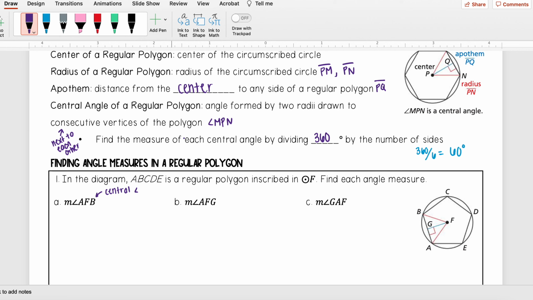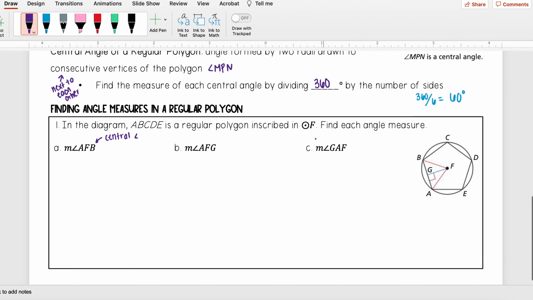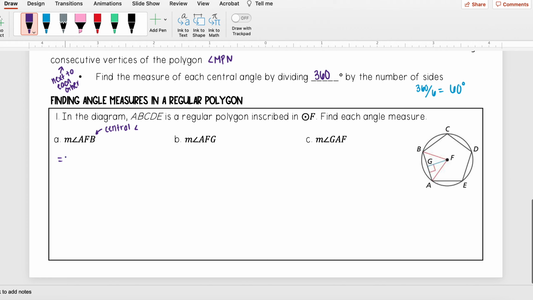And we learned that you can find the central angle by dividing 360 by the number of sides. So this is equal to 360 divided by the number of sides. The number of sides I see on this shape is 5, so we'll have 360 divided by 5. And when I do 360 divided by 5, I get 72 degrees.